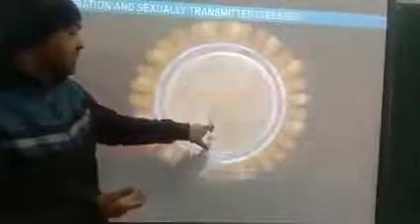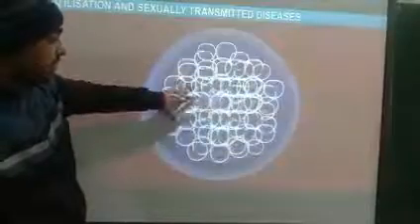Then what happens after fertilization? Fertilization is the fusion of the male gamete with the female gamete. After they fuse, they form a ball-like structure called the embryo. The embryo then further divides. See, these are the different divisions taking place in the embryo, forming a structure called the blastocyst. This blastocyst moves inside the uterus and sticks to the wall of the uterus.